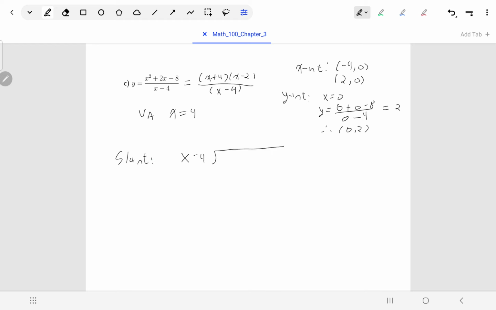So I'm just going to quickly divide, and I find, so x squared minus x squared is gone, 2x minus -4x is 6x minus 8, and then I multiply.